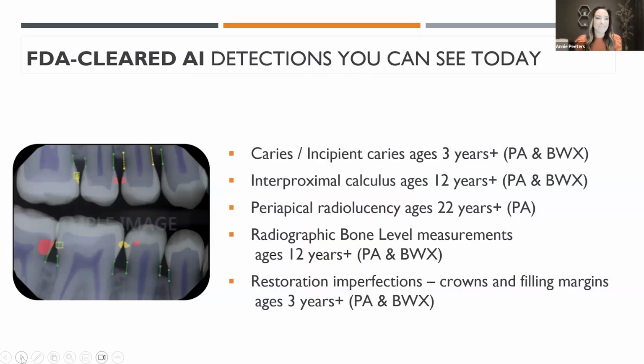So here on the screen also is a list of the pathologies that are detected by AI current day. So caries detection, as I mentioned before, ages 3 and older. We have caries detections on anterior teeth, on periapicals. We've got interproximal calculus detections, 12 years and older. We have periapical radiolucency detection, ages 22 and older. We've got RBL measurements, restoration imperfections. It's going to be those crowns, fillings, margins there.